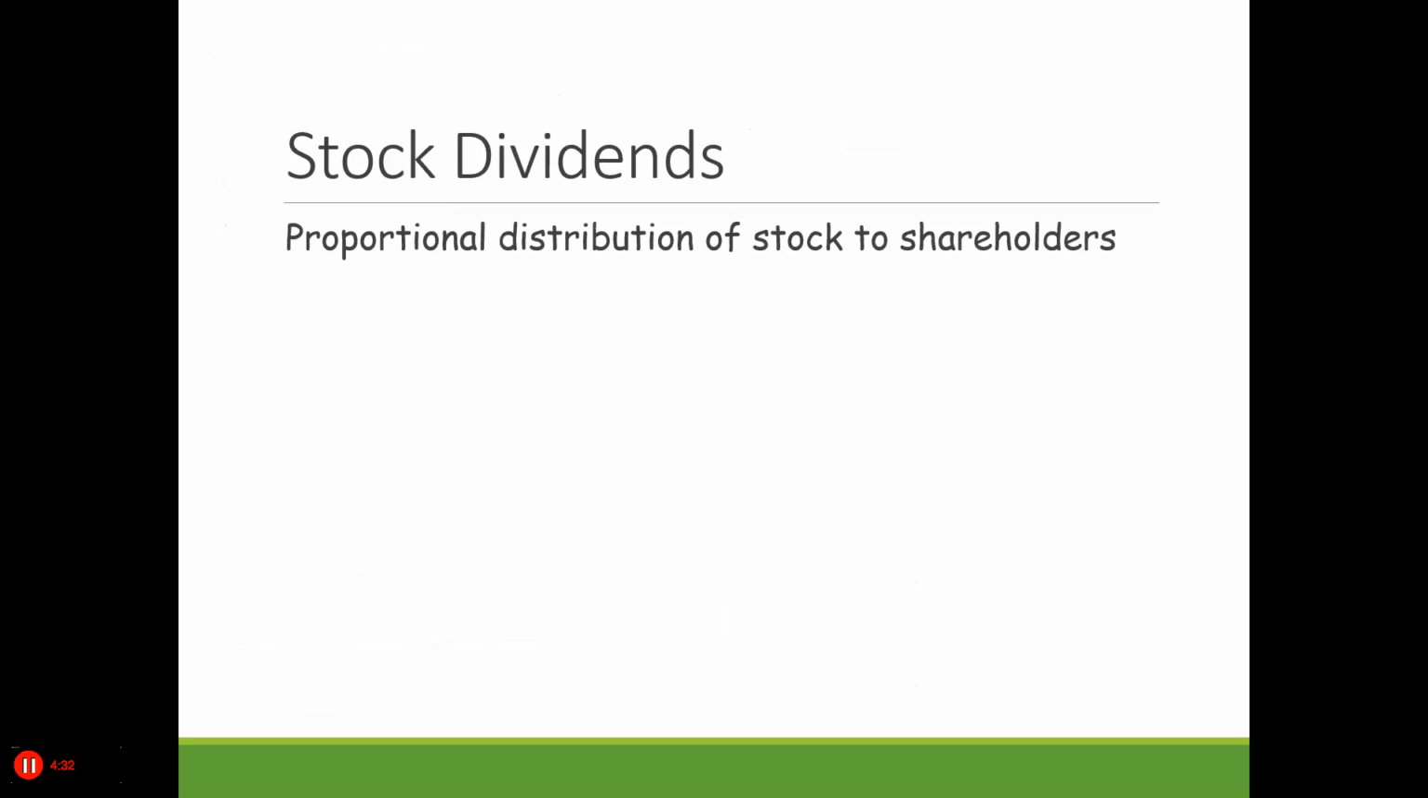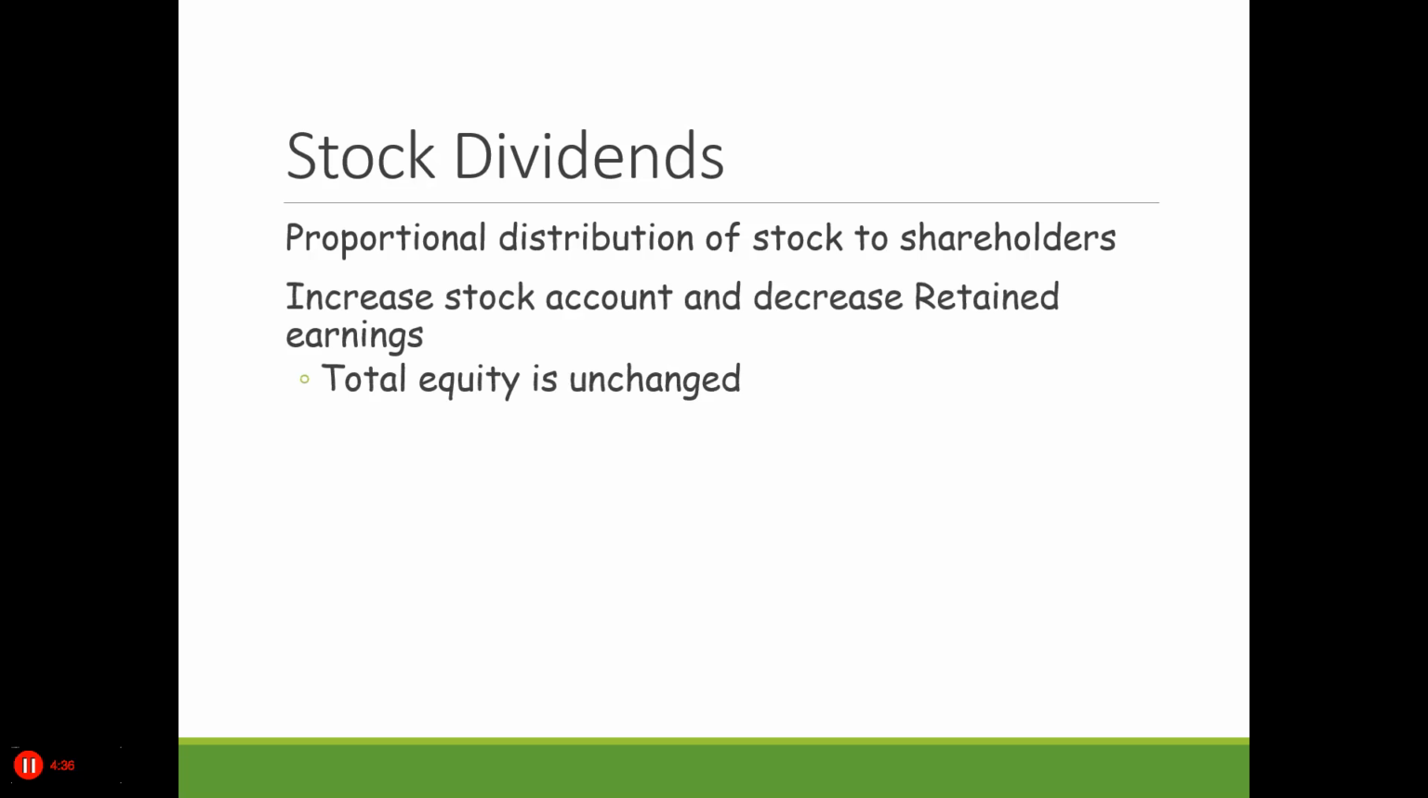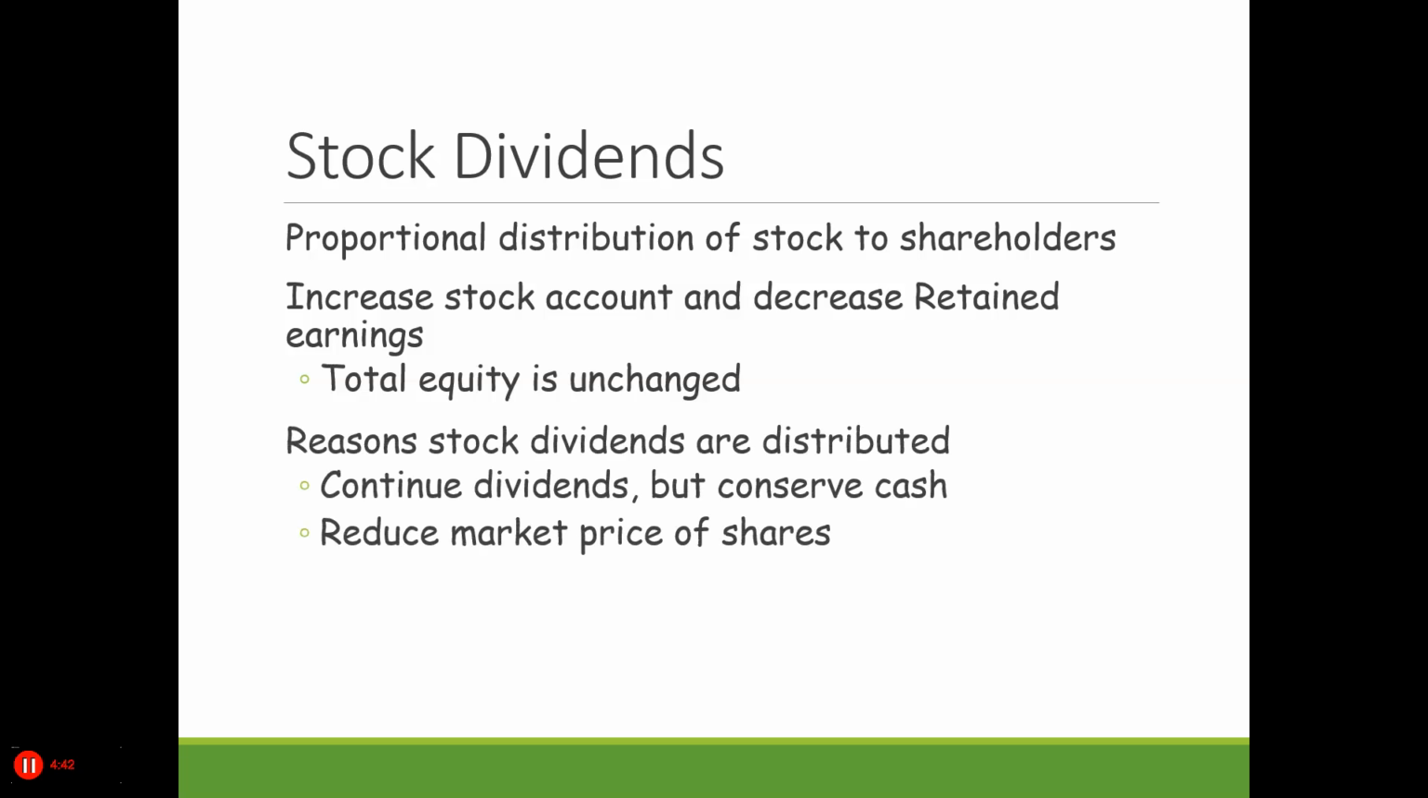Now, stock dividends. Proportional distribution of stock to shareholders increases the stock account and decreases retained earnings, but total equity doesn't change. The reason is they want to continue to give dividends, but they don't want to pay out cash, or they want to reduce the average share price in the open market.